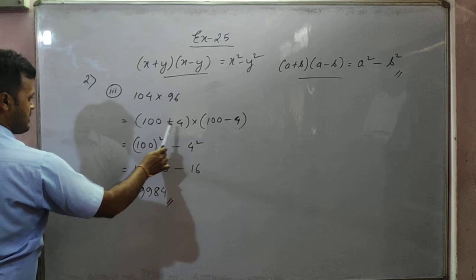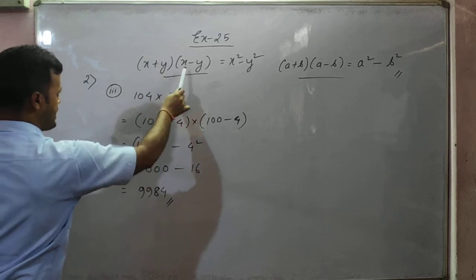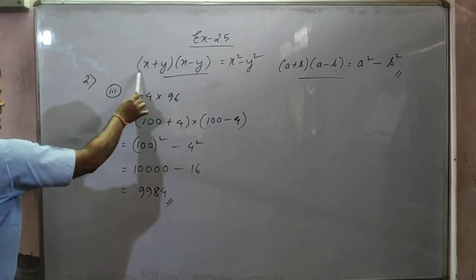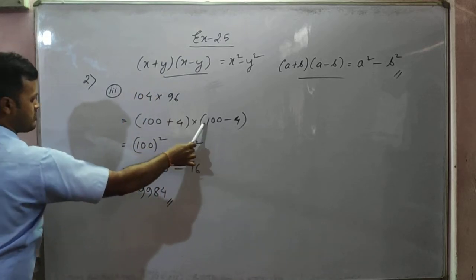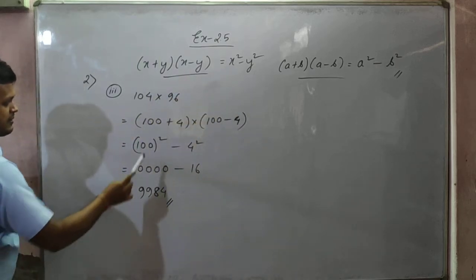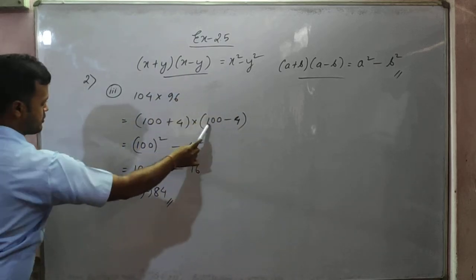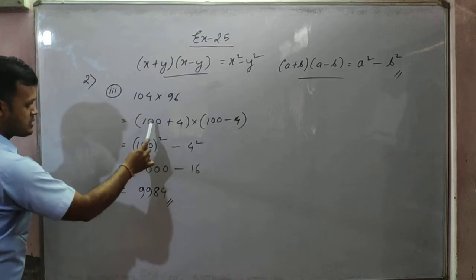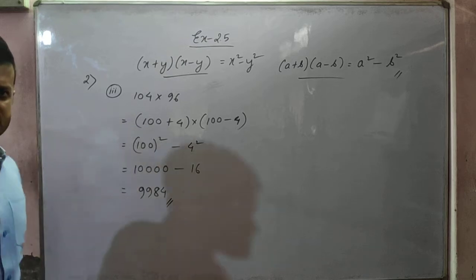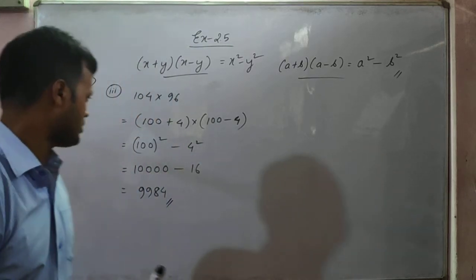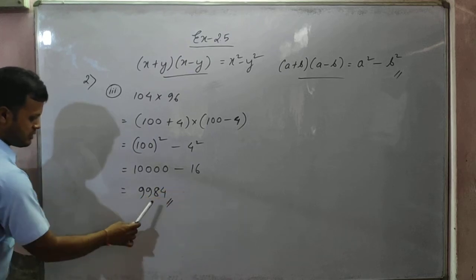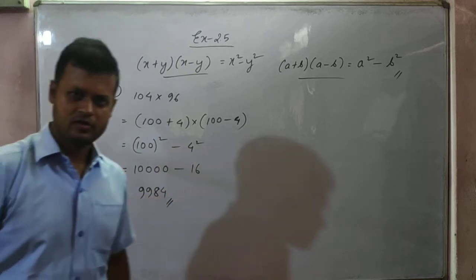So 104 I wrote 100 plus 4, 96 I wrote 100 minus 4. So x plus y, 100 plus 4, into 100 minus 4 will become x square minus y square. x square means 100 square minus y square means 4 square. 100 square means 100 into 100, that will become 10,000. And 4 square means 16. So 10,000 minus 16 will become 9984. Is it okay?